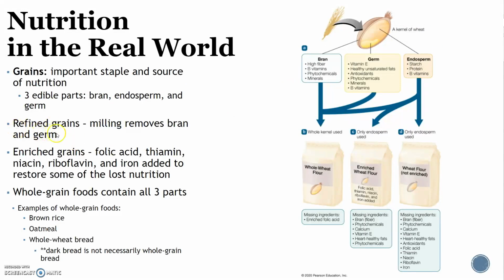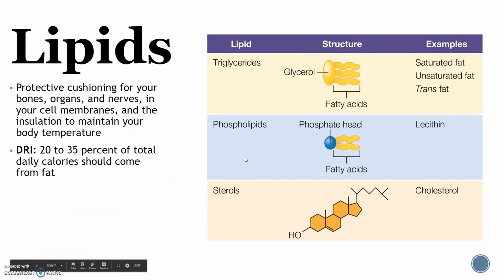When we eat refined grains, that's when the mill removes the bran and the germ. Enriched grains have folic acid, thiamine, niacin, riboflavin, and other minerals added to restore some of the lost nutrition from the refining. Whole grains contain all 3 parts: bran, germ, and endosperm. Some examples of whole grain foods: brown rice, oatmeal, whole wheat bread. These, again, are considered our complex carbohydrates.